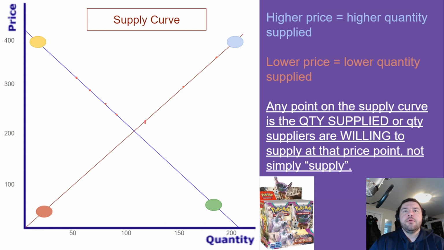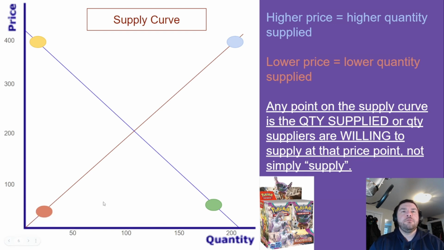Okay, same thing goes for supply. Any point along these lines is going to be quantity supplied, not supply or total supply, right? They have to be available. They have to have the ability to sell it, and they have to be willing to sell it at that price, that quantity and that price. So here, for example, call it 120 boxes, a little over $200, right? So far, so good.